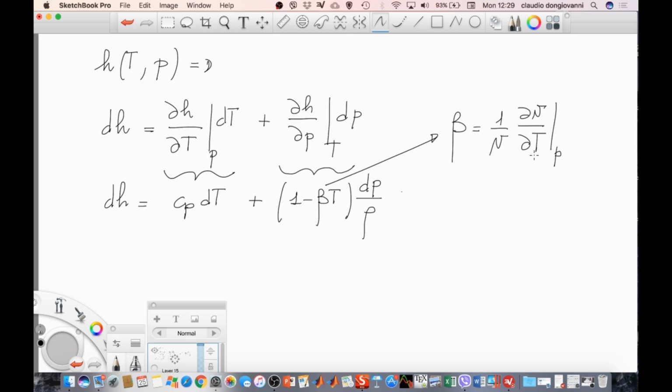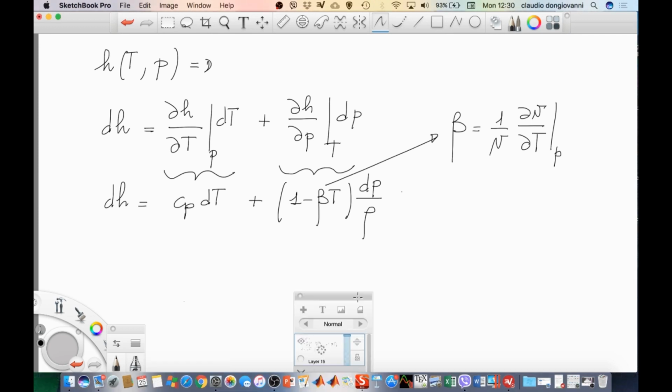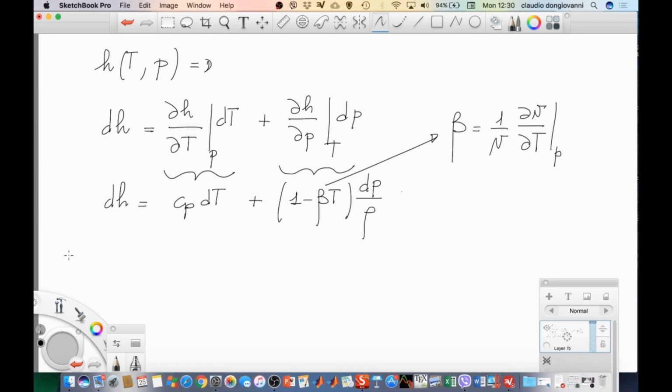Okay? Now, when our fluid is a gas, an ideal gas, do you remember the state equation for the ideal gas? We wrote it before. PV equals RT. So, evaluate beta for an ideal gas.